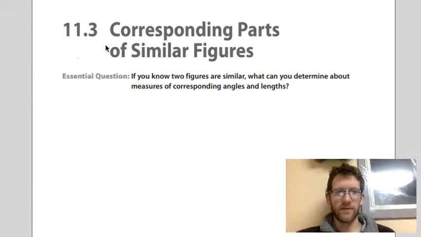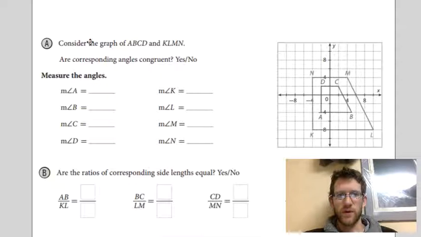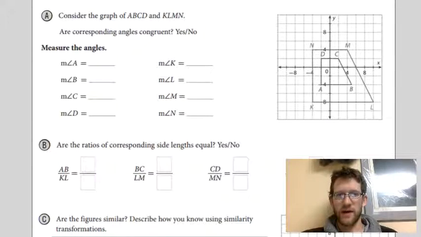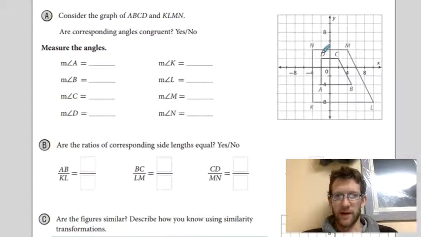Everyone. Today we're doing 11.3, corresponding parts of similar figures. So we're actually going to skip part A here a little bit. Right now the only tools we have for measuring angles are protractors, but we can do some ballparking. Angle N here, we can pretty much tell that that's 90 degrees. Similarly, we can say that angle D is 90 degrees.